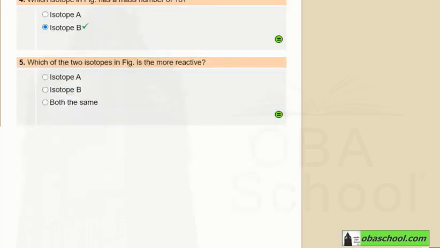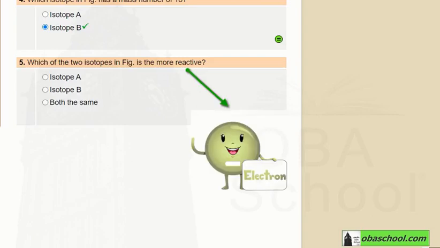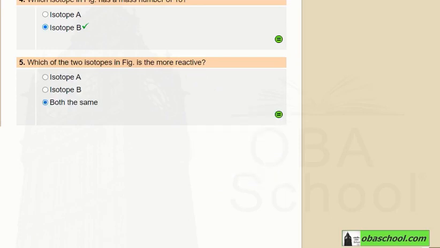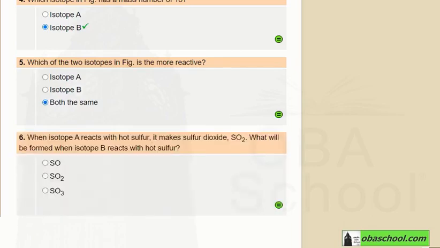Now, which of the two isotopes in this figure is more reactive? Take a moment to think about this question. Here's a tip. You should think about which subatomic particle is related to activity, and the definition of isotopes as well. Remember that the reactivity of an isotope depends on the number of electrons only, and isotopes have the same number of electrons, meaning that they have the same reactivity. So both isotopes A and B have the same reactivity.